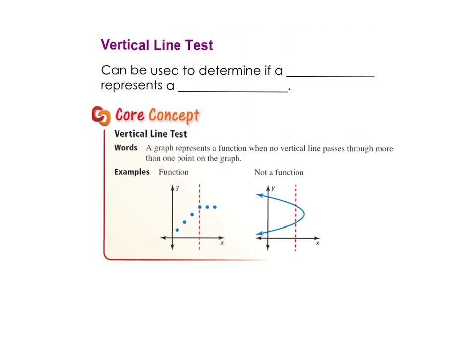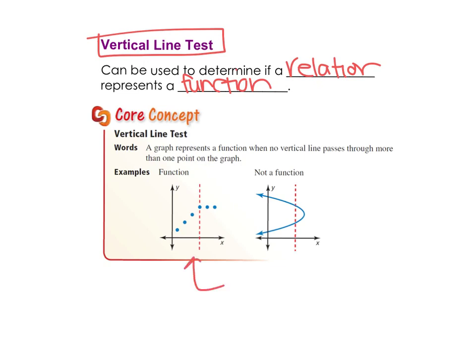So these last two slides are just going to show you a little trick that you can use when you're graphing and you have your relation as a graph, called the vertical line test, which can be used to determine if a relation represents a function. Essentially, a graph represents a function when no vertical line passes through more than one point on the graph. So if you look at this first graph, and we take that vertical line and run it through the entire graph, it only goes through one point at a time. So this one is in fact a function.